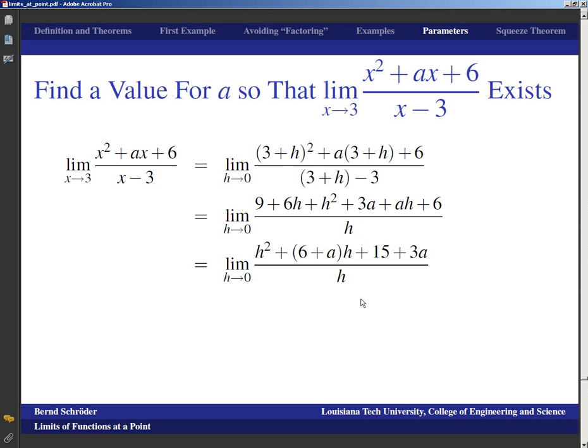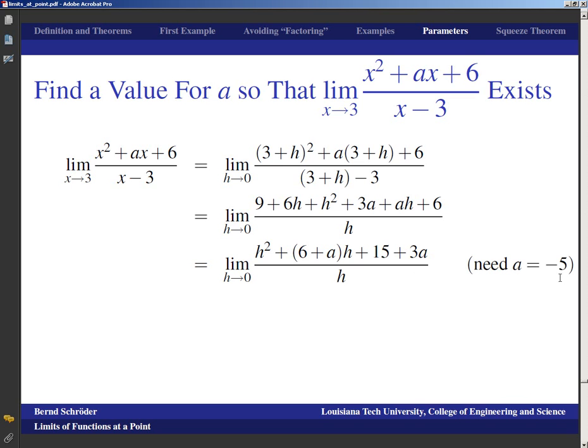And here's where we now have to draw on our symbolic knowledge. h can cancel with something in the h squared. h can cancel with the h here. h cannot cancel with the 15 plus 3a. So for the limit to exist, we must have that 15 plus 3a is equal to 0. And that means we need a equals -5. That's the one value for which this thing is not 0, and therefore this is the one value for which the limit exists. So that's the answer.